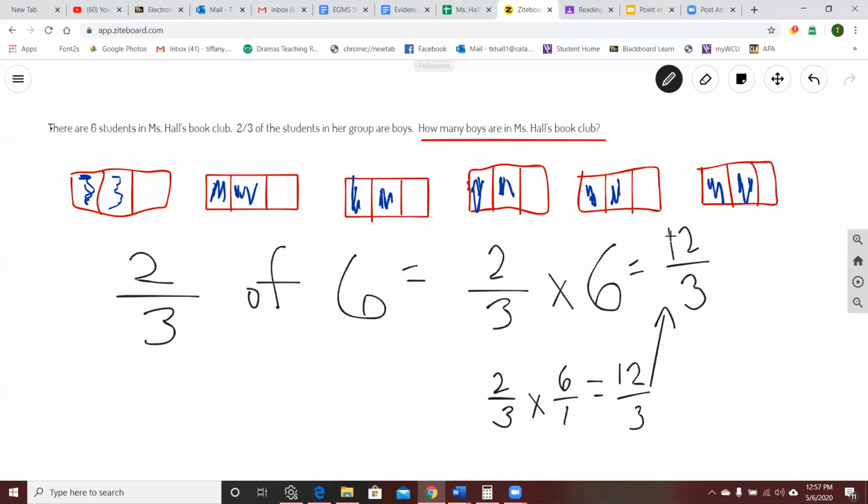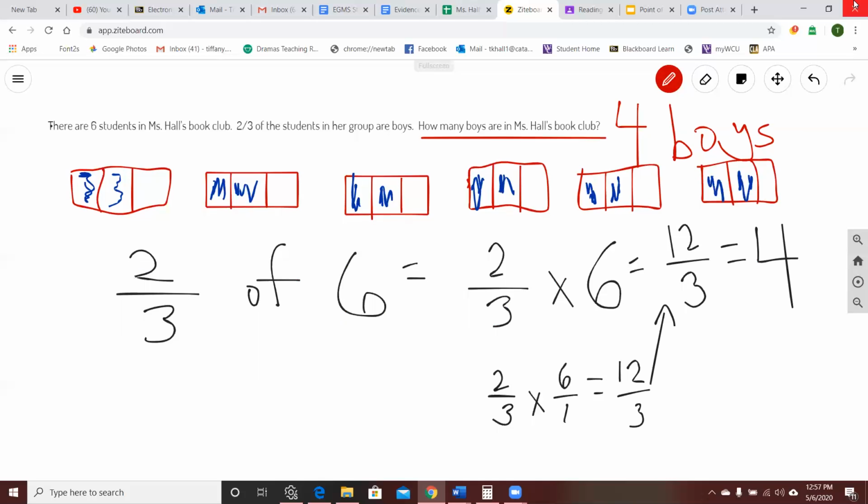Then if I have 12 over 3 and I want to change that to a mixed number, well, 12 over 3 is actually 4 wholes. So, how many boys are in Miss Hall's book club? The answer is 4 boys. All right, let's try one more together.